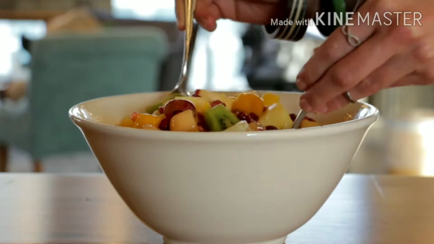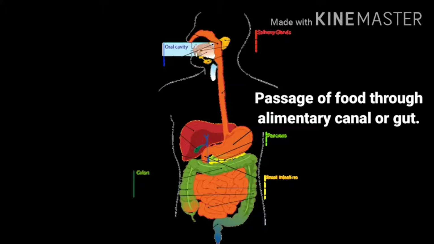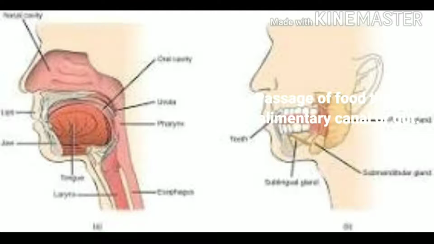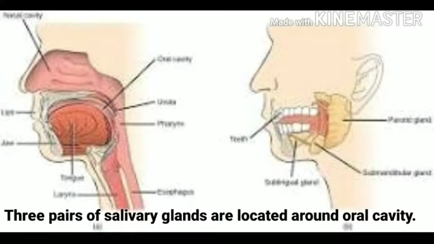Digestion is the process of breaking down complex food substances into simple substances with the help of enzymes. Passage of food through the alimentary canal or gut. Food is cut and crushed by our teeth in the mouth and mixed with saliva to make it wet and slippery. Saliva is secreted by 3 pairs of salivary glands.